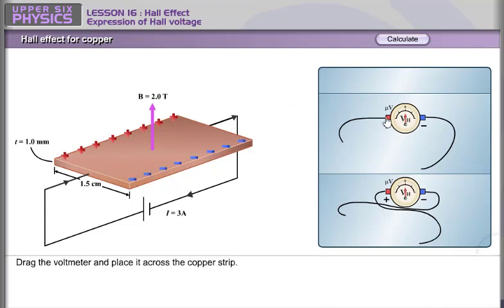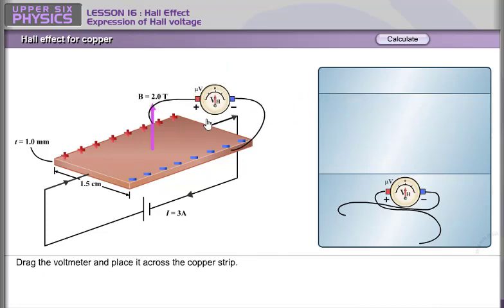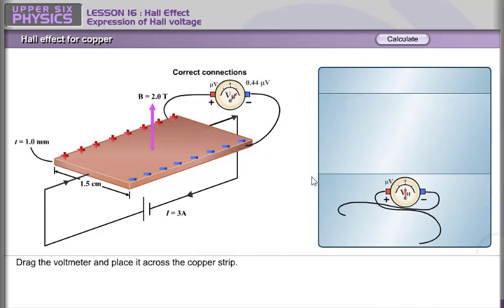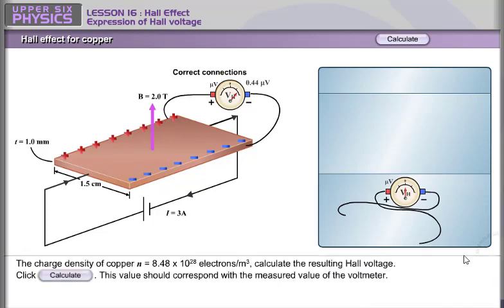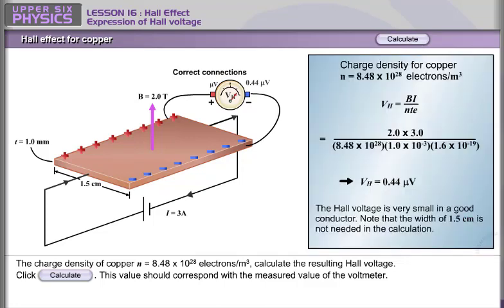Drag the voltmeter and place it across the copper strip. The charge density of copper, N, equals 8.48 times 10 to the power of 28 electrons per cubic meter. Calculate the resulting Hall voltage. Click the Calculate button. This value should correspond with the measured value of the voltmeter.